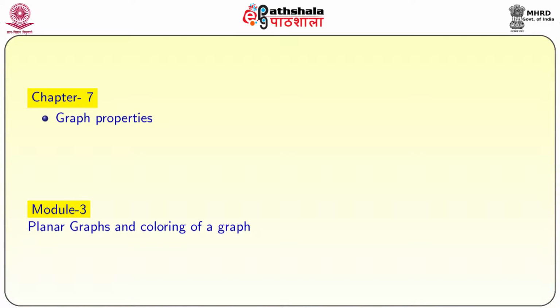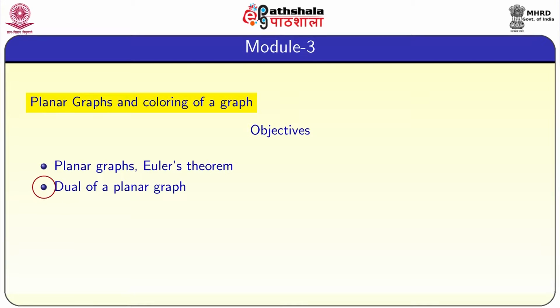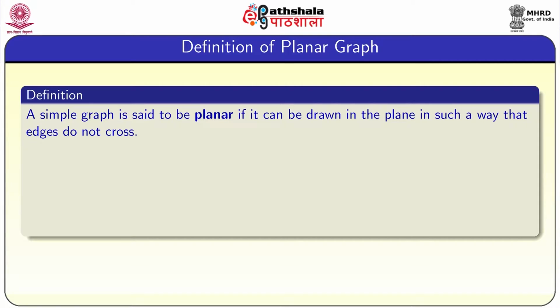In module 3 we study planar graphs and coloring of a graph. The learning objectives of this module are planar graphs and Euler's theorem, dual of a planar graph, coloring of a graph and the 5-color theorem. Definition of a planar graph: a simple graph is said to be planar if it can be drawn in the plane in such a way that edges do not cross.